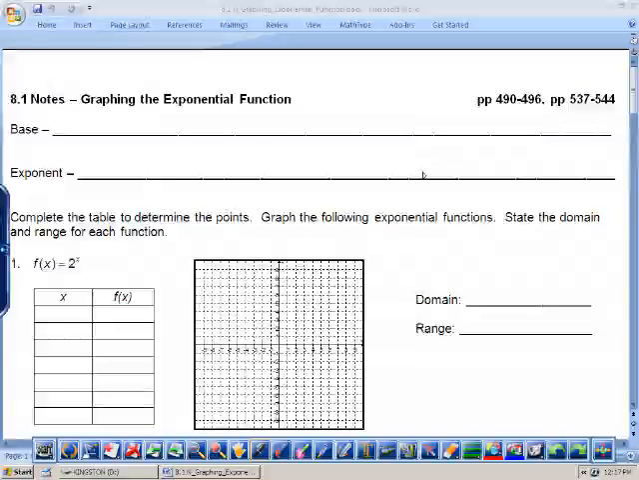Okay, so today we're talking about graphing exponential functions. Exponential functions do not have one specific parent function, but rather they have different parent functions depending on the base. So the form for your parent function is f of x equals b to the x power.